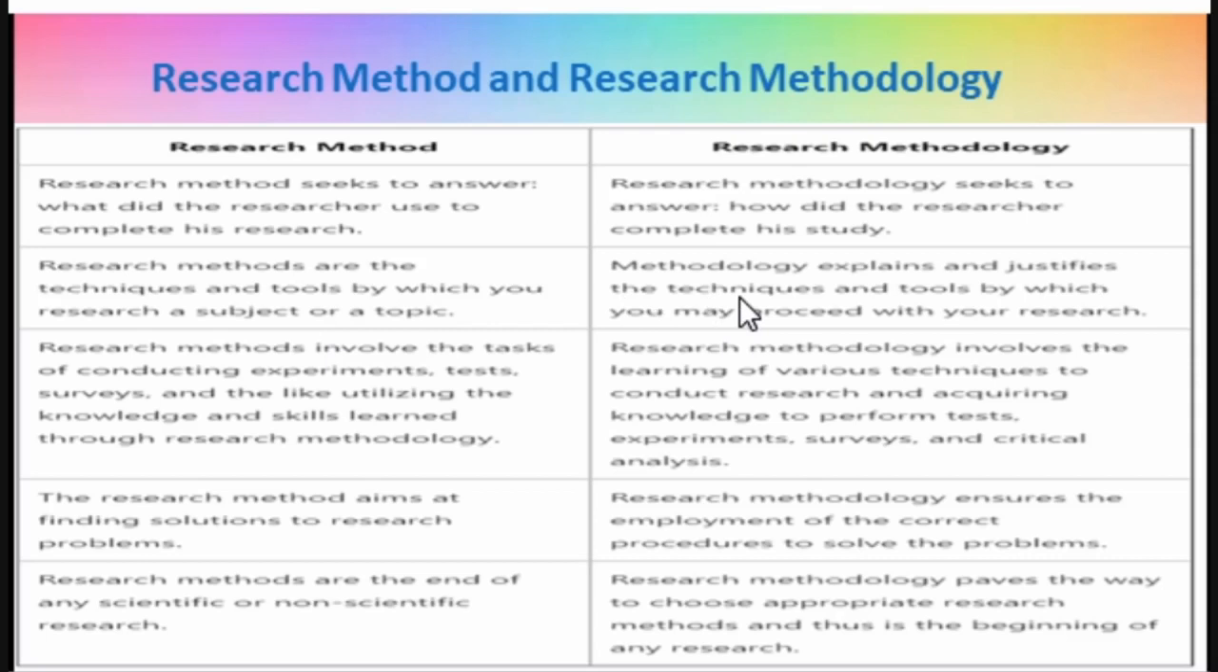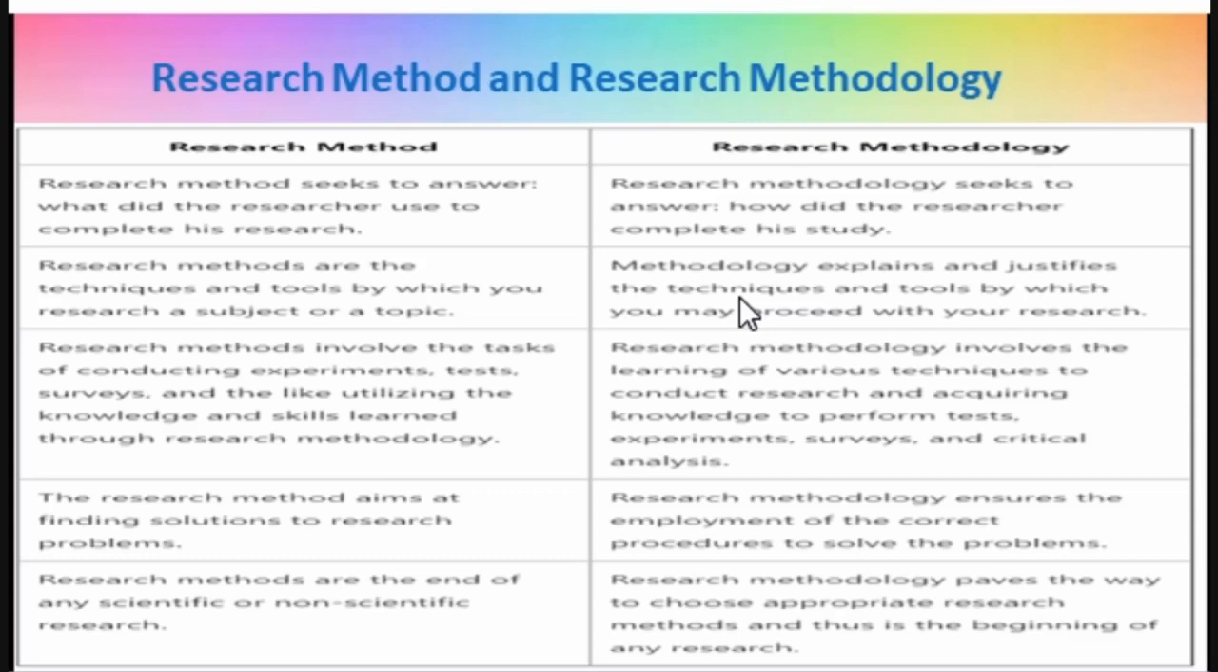Research method involves conducting experiments, tests, and surveys. Research methodology involves learning various techniques to conduct research and acquiring knowledge to perform tests. Research methodology will help you see that for this particular study, a survey will be best, and Google Forms will be best. So research methodology helps you understand and gain knowledge. The research method aims at finding a solution to the research problem. See the difference: the research method only has you collect data, do statistics, do analysis, and present findings, but research methodology tells you the correct procedure for doing it.